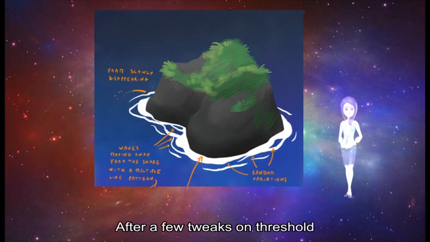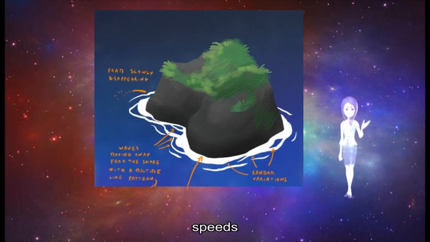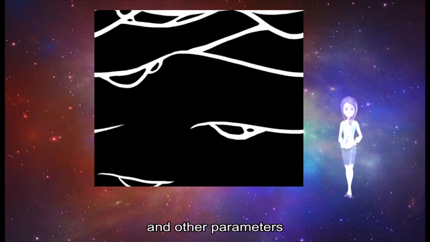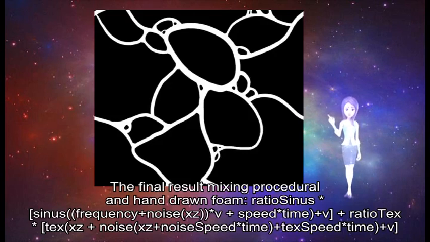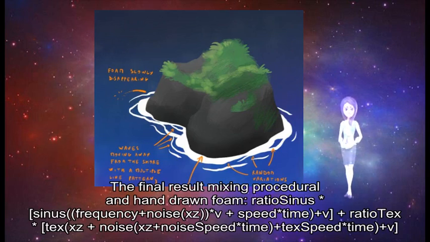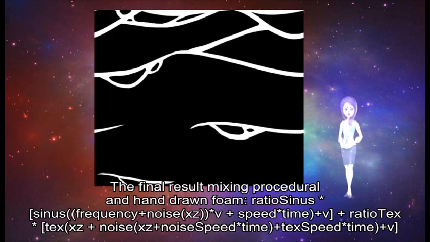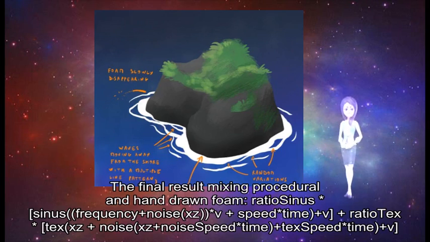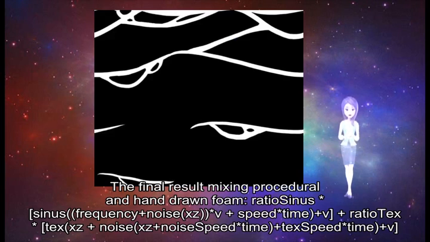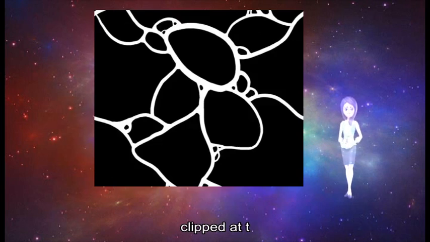After a few tweaks on threshold, speeds, noises, and other parameters, I ended up with this. The final result, mixing procedural and hand-drawn foam: ratioSinus * sinus(frequency * noise(A) * V * speed * time) ^ V + ratioTex * TexA(noise * speed * time, tex speed * time, V), clipped at T.